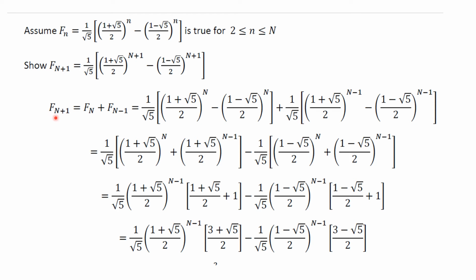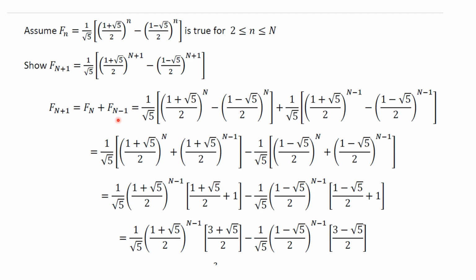Now, since F sub n plus 1 here is a Fibonacci number, it is F sub n plus F sub n minus 1. Now I'm going to substitute what these are in terms of Fibonacci numbers, and I am assuming that that's true for every n from 2 up through capital N, so certainly it's true for these two. So here is the expression that we're assuming by the induction hypothesis for F sub n. And we're going to be adding this, the expression that we're assuming true for F sub n minus 1.